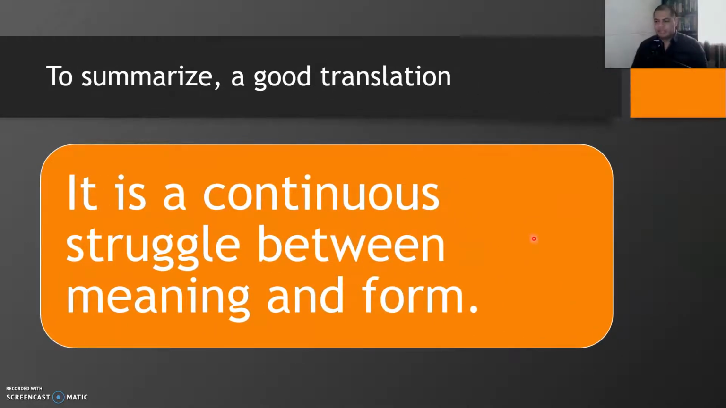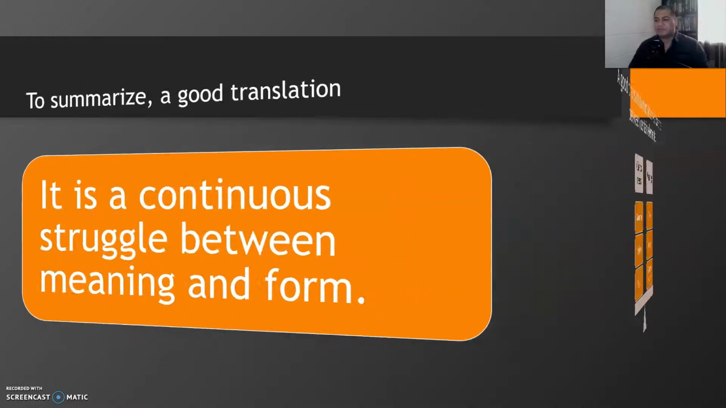To be succinct, a good translation, guys, is a continuous struggle between meaning and form. You're going to be trying to achieve this balance between what the message is in itself, and the way in which you are going to put it. Because in many cases we understand what the message is, but it might be hard for us to get it across in the language that we are trying to translate to.